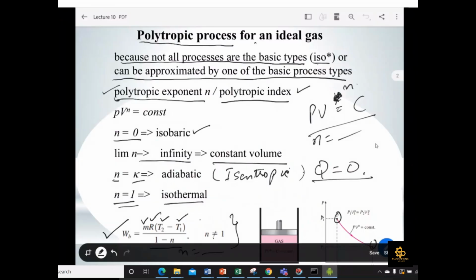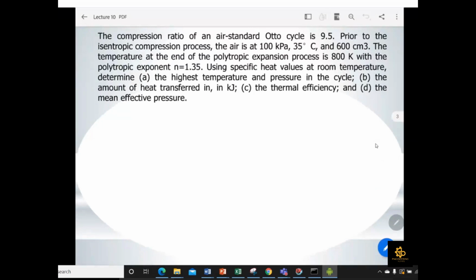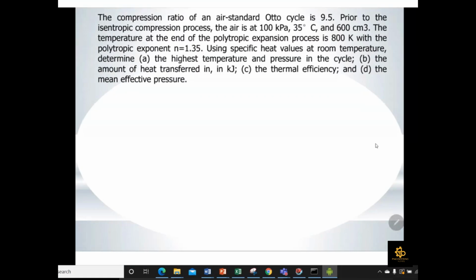Okay, so you will get the clear idea when we solve the problem. In the next slide, we are going to solve one problem so that you will get the understanding of it. Okay, so now this is the problem which is related to your polytropic process.